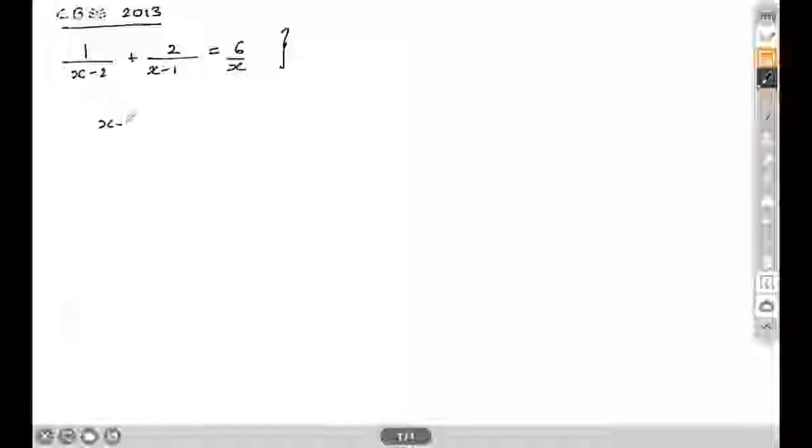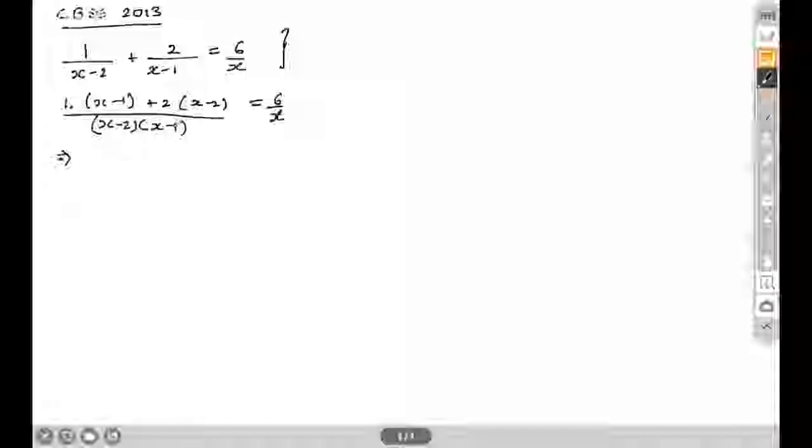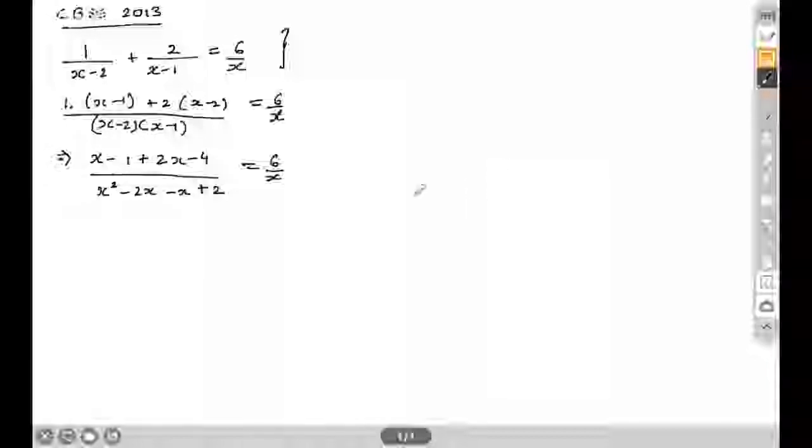So x minus 2 and x minus 1 form the common denominator. Here is 1, so 1 times x minus 1, and here is 2, so 2 times x minus 2. And this must be equal to 6 upon x on the right hand side. Now, the problem is reduced, only for simplification. If you simplify, this is x minus 1 plus twice of x minus 4, divided by x squared minus 2x minus x plus 2, and this is equal to 6 upon x.